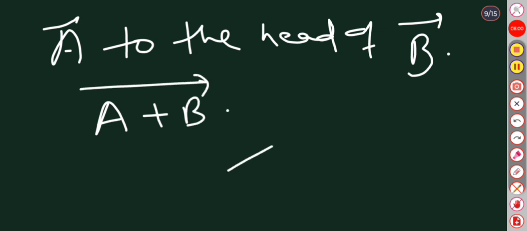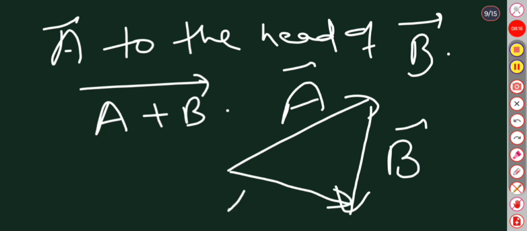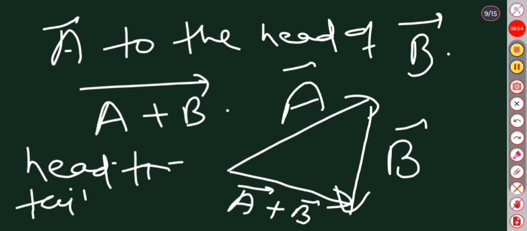If this is our vector A and this is our vector B, then this gives our vector A plus B. Here we put the tail of vector B on the head of vector A, and finally we connect the tail of vector A to the head of vector B. This is also called the head to tail method.